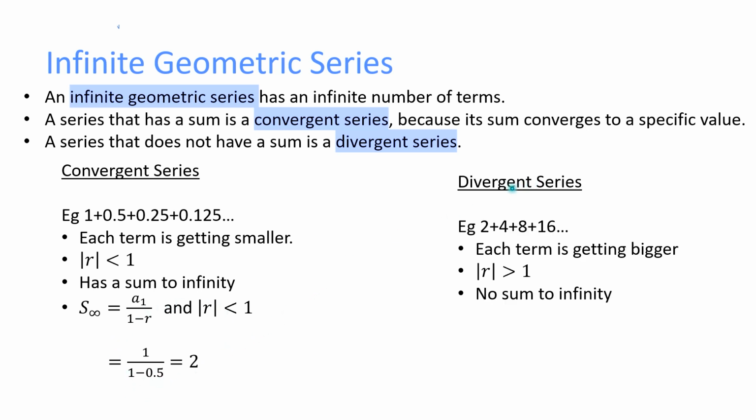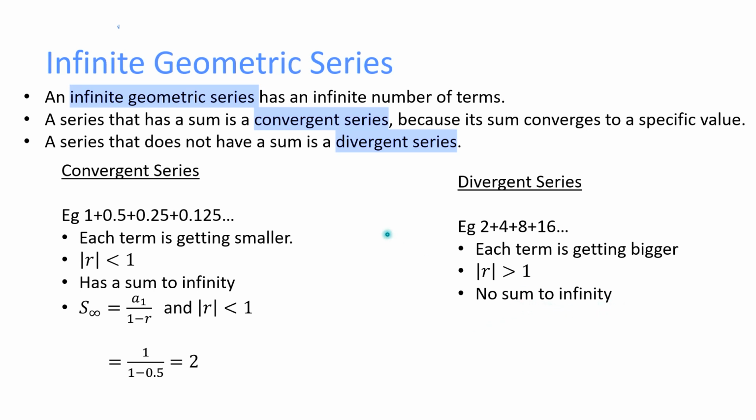In case of divergent series, let's look at this example. As you can see, each term is getting bigger and bigger. And if we want to find r, we get 4 divided by 2, which is 2. So here the absolute value of r is bigger than 1, and the divergent series have no sum to infinity.